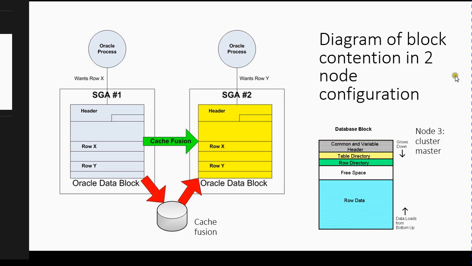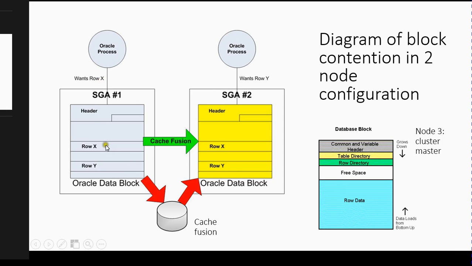So basically, this is what I was referring to. Here you have a database block in SGA1, and you have a database block in SGA2. So you have cache fusion here. This is what I was saying earlier: the cache fusion is doing a lot of back and forth.